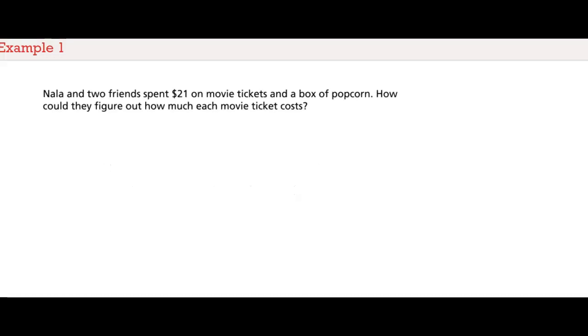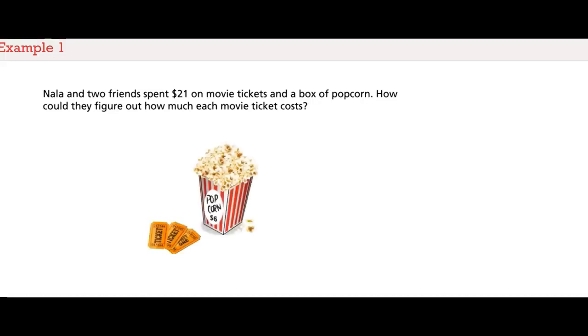Nala and her two friends spent $21 on movie tickets and a box of popcorn. The popcorn cost $6. How could they figure out how much each movie ticket cost?